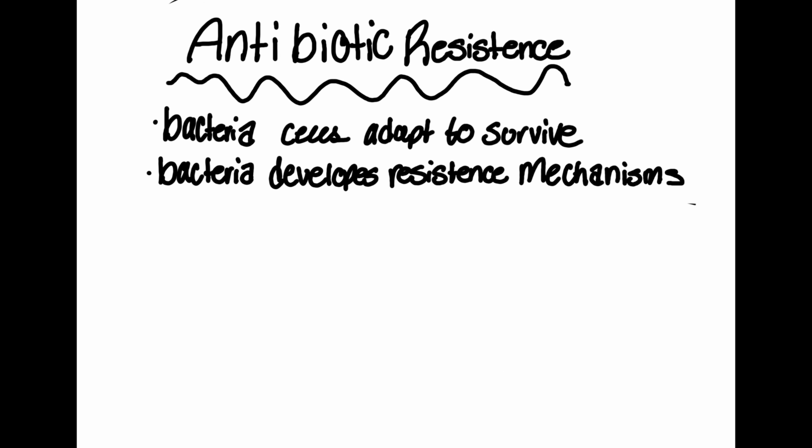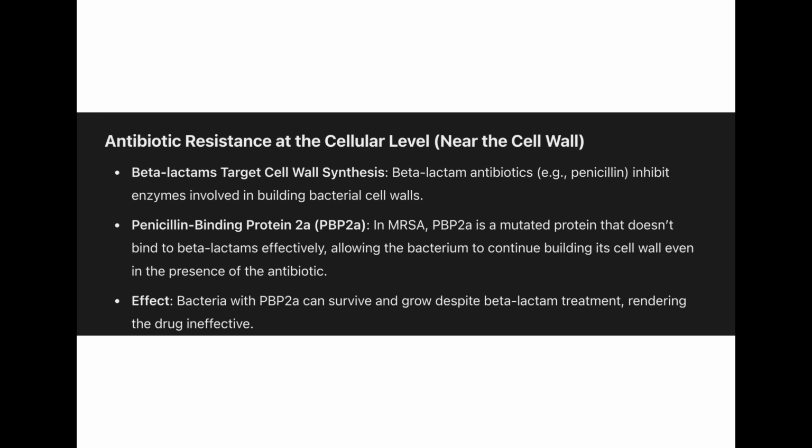Antibiotic resistance. Bacteria cells adapt to survive. Bacteria develop resistance mechanisms. Antibiotic resistance at the cellular level. Beta-lactams target cell wall synthesis. Beta-lactam antibiotics inhibit enzymes involved in building bacterial cell walls.